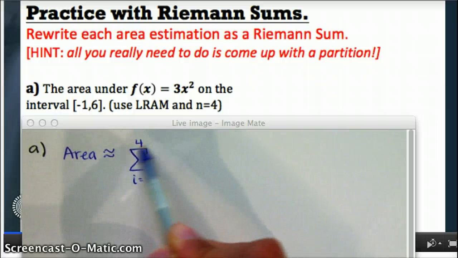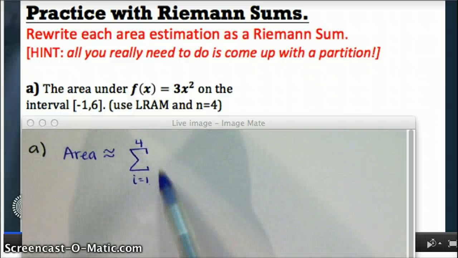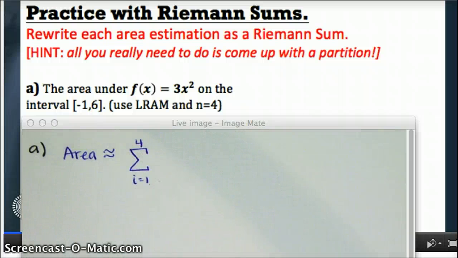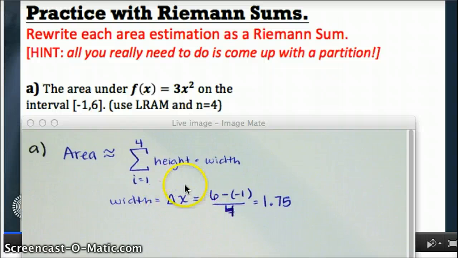Now, what is it exactly that we're going to be adding up? What are those 4 things? Each one is essentially a height times a width. Well, in order to specify the Riemann sum for this function, we need to write a more precise explanation of height and width. Width is pretty easy. Width, which is the same thing as delta x in the Riemann sum notation, is the b value minus the a value divided by the number of rectangles. This is how wide each rectangle should be.